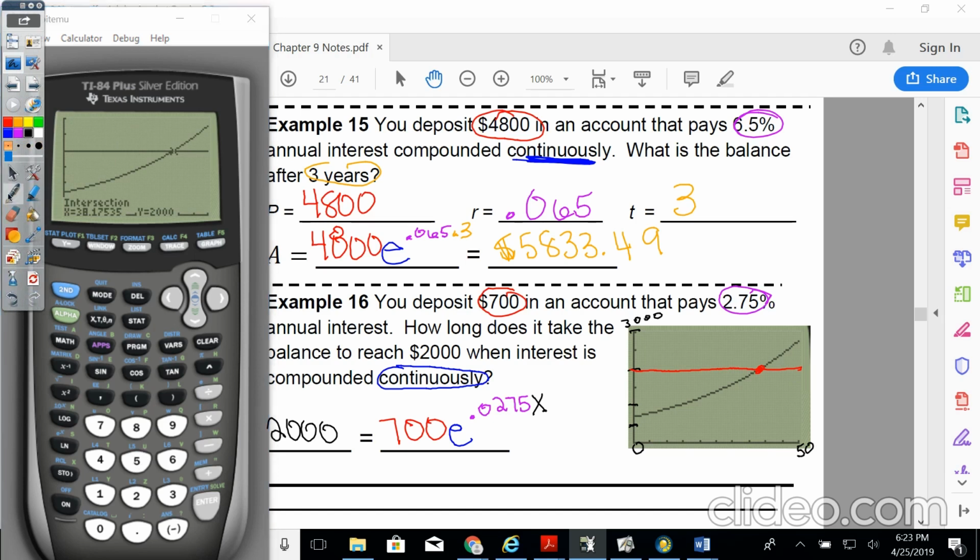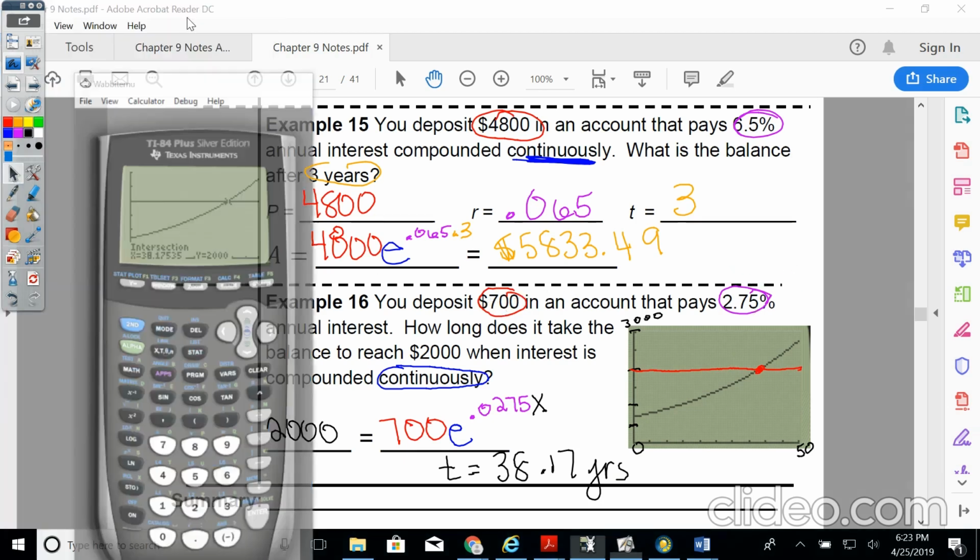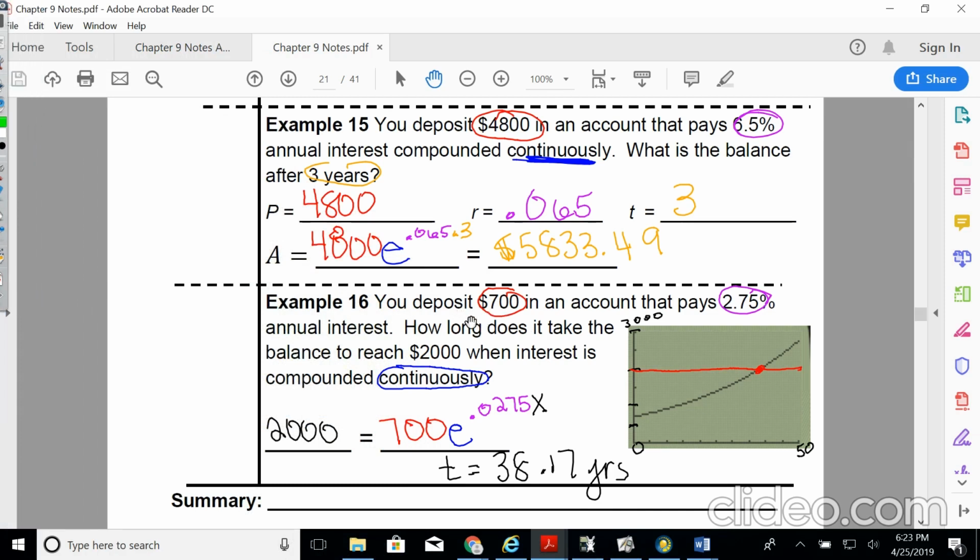And we get that it takes quite a bit of time to increase that much. Time is 38.17 years. And that's with a pretty big percent rate. So hopefully you would be adding along the way. If you have this in a savings account, you won't just let it sit there at 700. But even at 700, you still get money. It just takes a long time. It's more than almost triple your money.